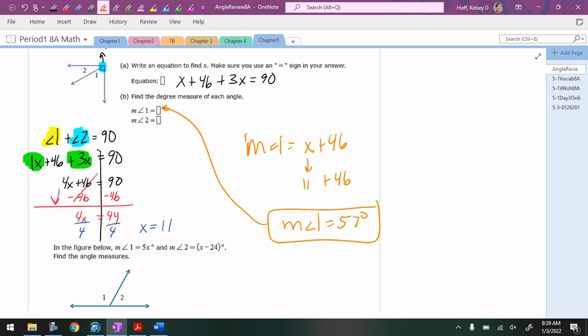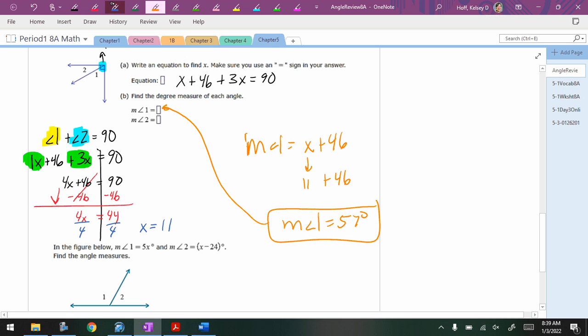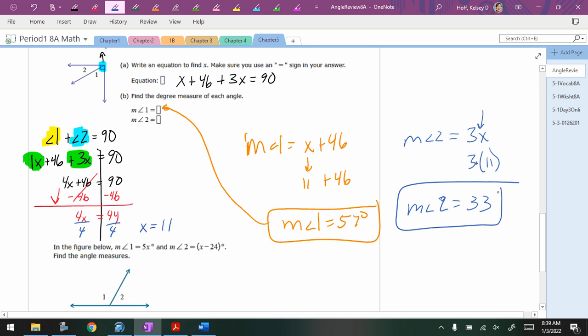What did they tell us angle 2 was? 3x, right? And what did you guys just tell me x was? 11. When it's 3x, what math operation's happening right there? Multiplication. 3 times 11 is 33. The measure of angle 2 is 33 degrees.